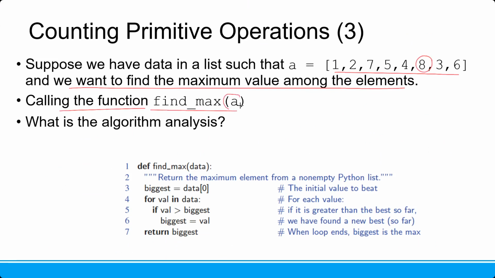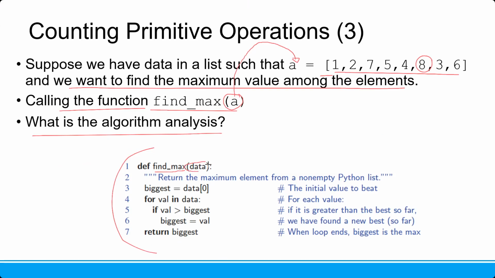And we have one argument. The argument is A. A is the data. So what is the algorithm analysis? This is the code. Then you need to understand the code.